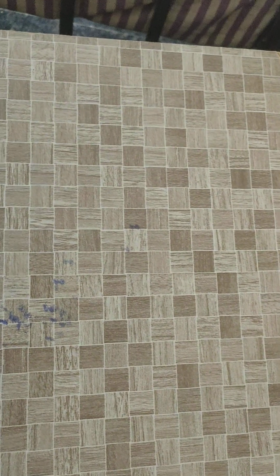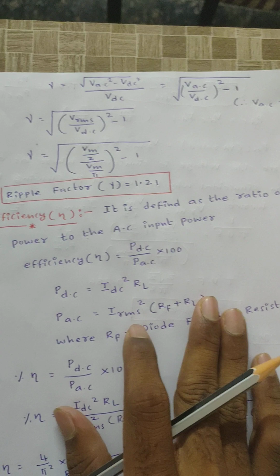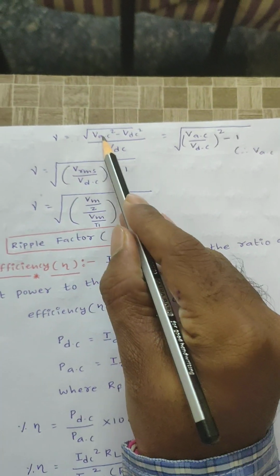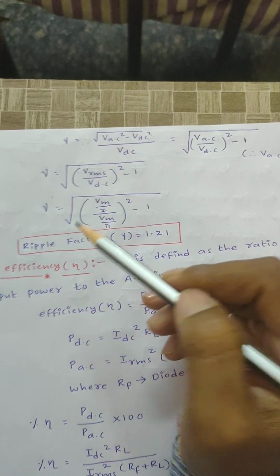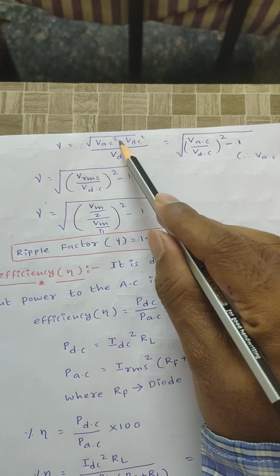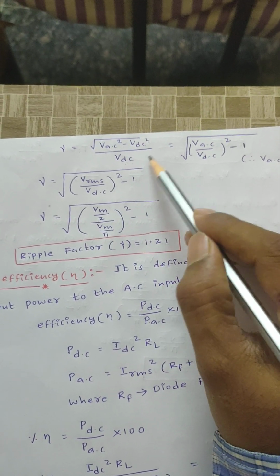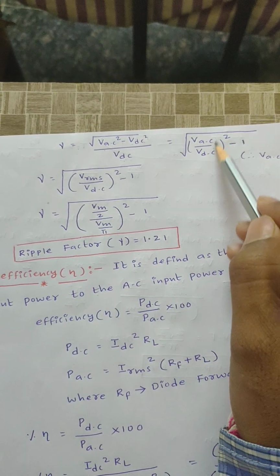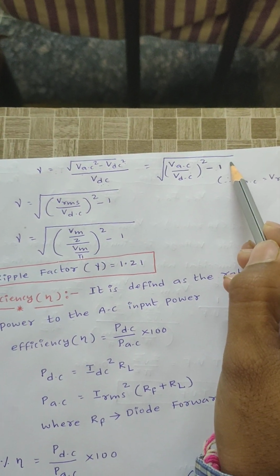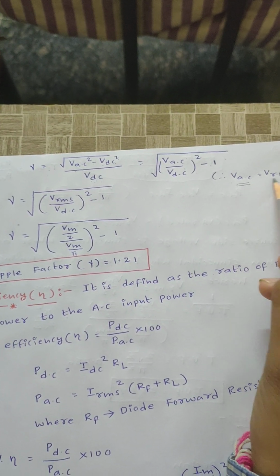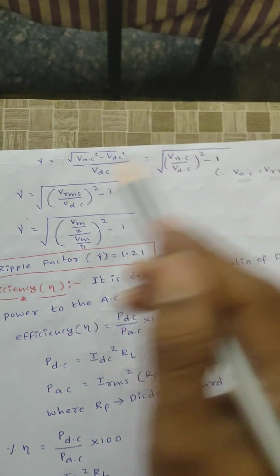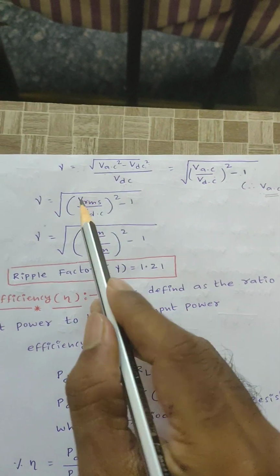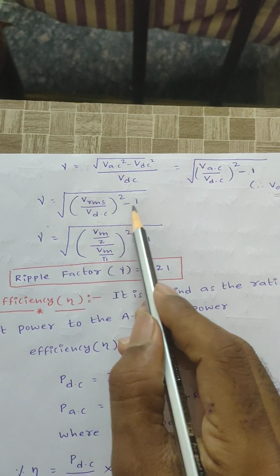Then ripple factor gamma is equal to the square root of VAC square minus VDC square, divided by VDC. I can take this VDC inside the root, then you will get VAC square minus VDC square by VDC square. If I simplify that equation, it is the square root of (VAC by VDC) whole square minus 1, right? Already I told you VAC is approximately equal to Vrms, so in place of VAC I am directly substituting Vrms. Then gamma is equal to the square root of (Vrms by VDC) whole square minus 1.